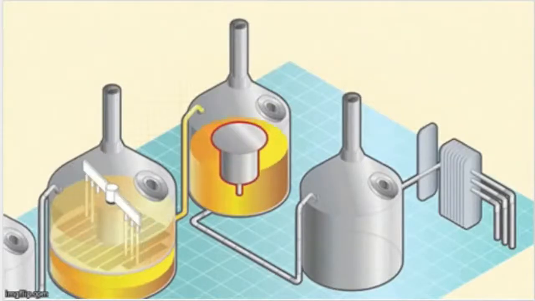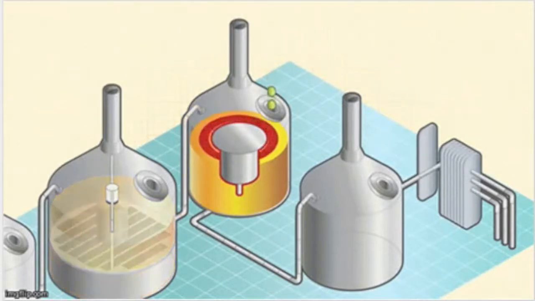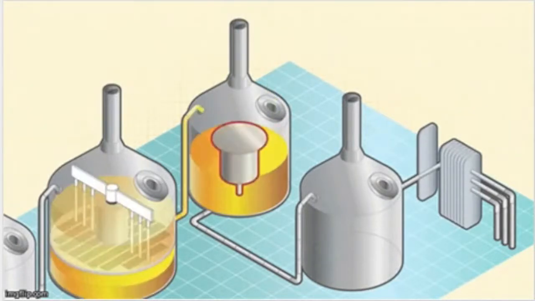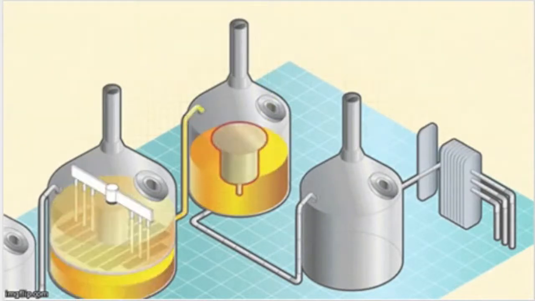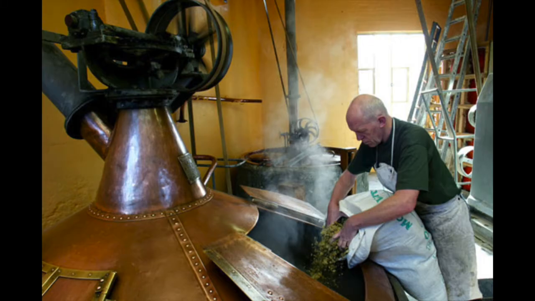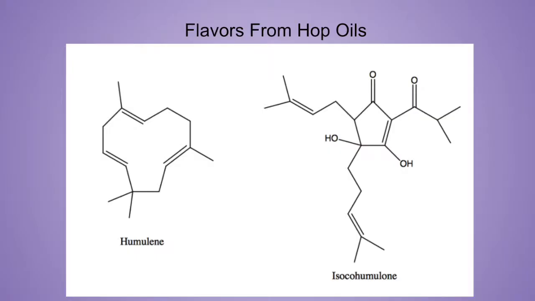Boiling acts to sterilize, deactivate the enzymes, precipitate the proteins, form the color, remove unwanted volatile components, and convert the main constituents of the hops. Hops contain alpha acids and isoalpha acids, which are the main components that make beer bitter.